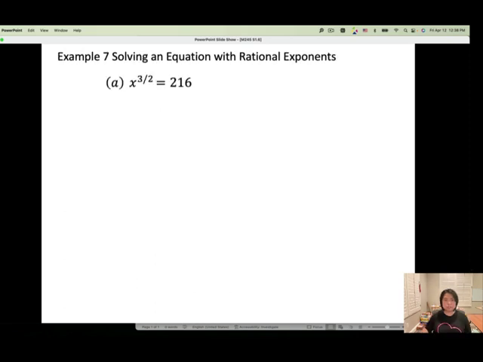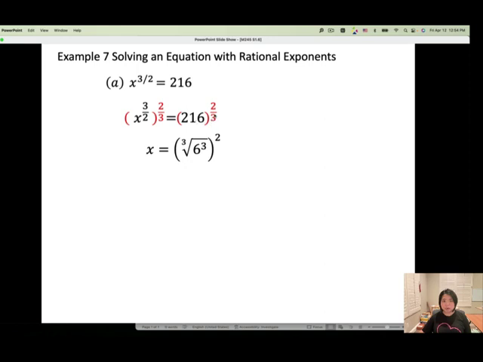Okay, let's try this example. x to the power of 3 over 2 equal to 216. So what we're going to do, this is a 3 over 2, right? We want to get out of the exponents. So we're going to raise both sides to the exponent 2 over 3. In this way, I could cancel out the 2, cancel out the 3. That will leave only the x here. And then this guy, 216, I could rewrite as 6 to the power of 3. So 6 times 6 times 6 is equal to 216.